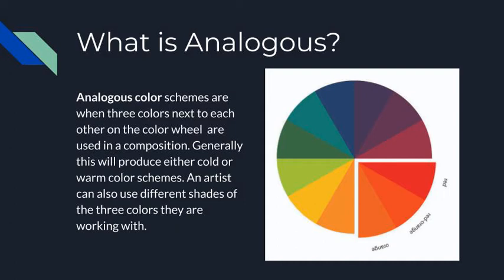Now let's talk about what is analogous. Analogous color schemes are when three colors next to each other on the color wheel are used in a composition. Generally, this will produce either a cold or warm color scheme. An artist can also use the different shades of the three colors they are working with.